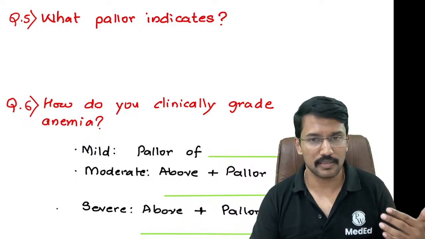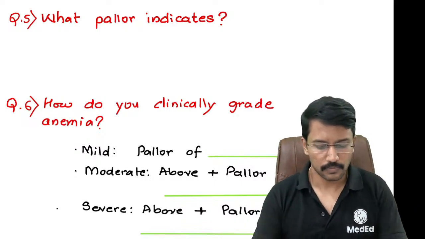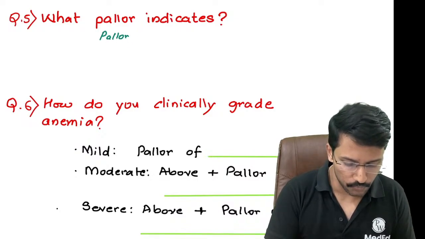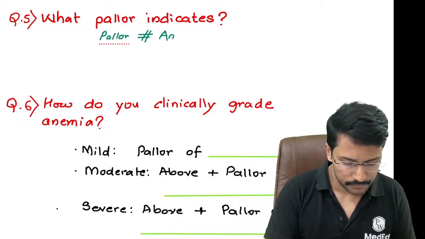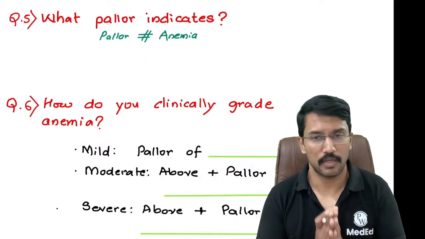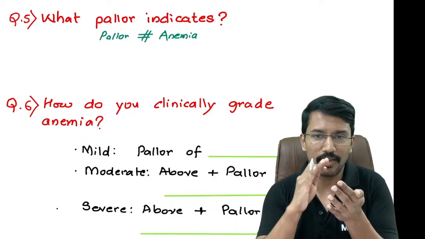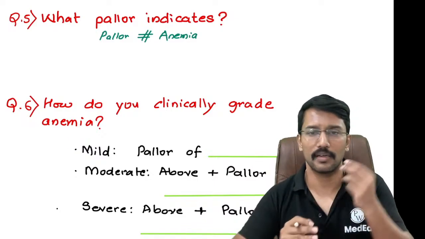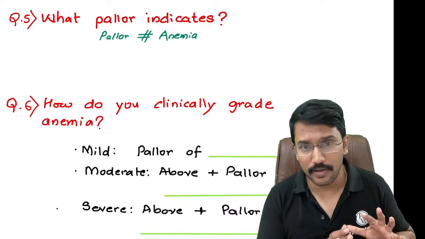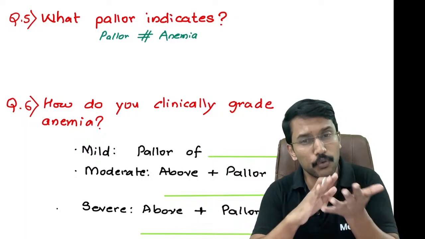Can I say pallor is equal to anemia, or am I wrong if I say so? So guys, please remember, pallor is not equal to anemia. Pallor basically means the amount of oxygenated hemoglobin reaching the site where you're looking for pallor is reduced. That can be either a genuine reduction in the hemoglobin, that is anemia, or a reduction in the perfusion of the tissues.